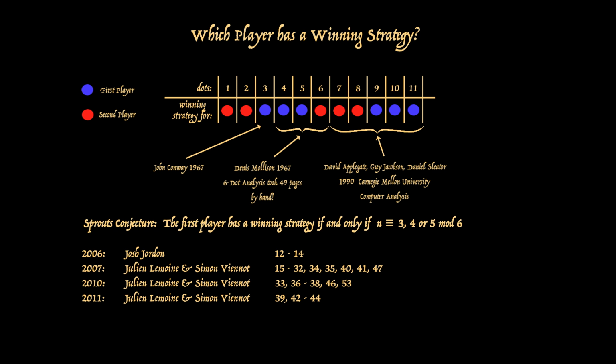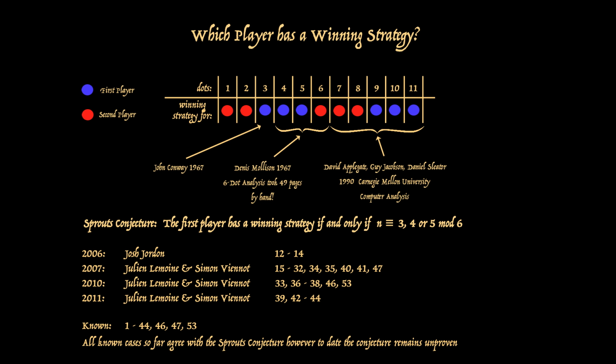Now, if you look through all these and summarise them, basically the cases that now are known, up to 44, with 46, 47 and 53 dots, all of these cases fit the conjecture. However, to date, the conjecture remains unproven. No amount of checking individual cases can prove a conjecture, so that still remains to be proved.